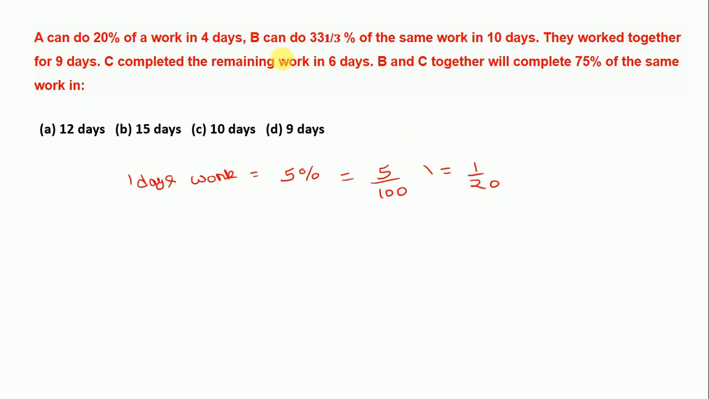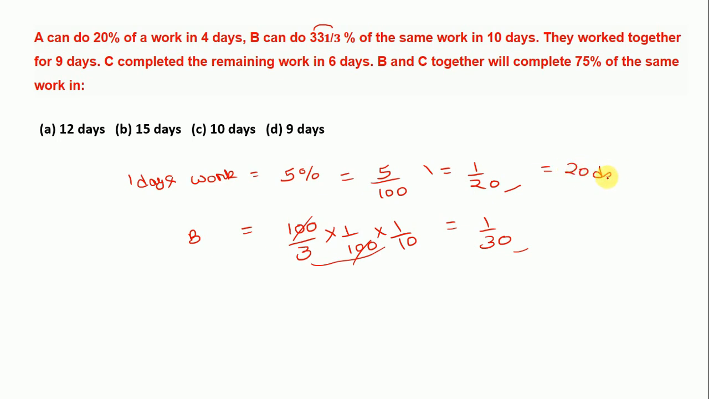Similarly for B, 33 into 3 is 99, plus 1 is 100, so 100/3 into 1/10, as we are calculating 1 day's work and it is for 10 days. So it will come out as 3 into 10, that is 1/30. This is A's 1 day's work, and this is B's 1 day's work. So we can say that A will take 20 days to complete this work and B will take 30 days to complete this work.